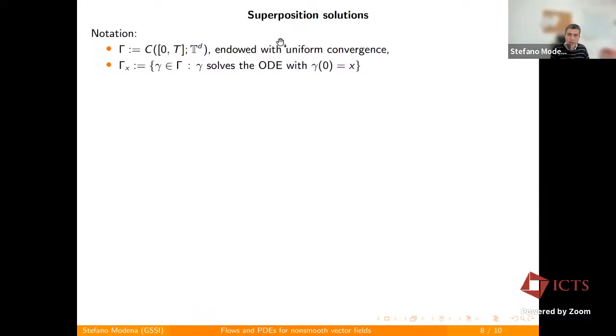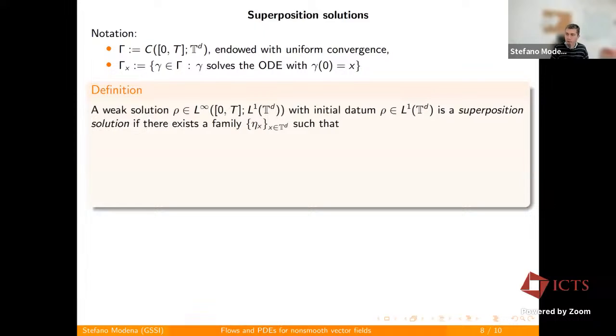Now let's give the definition of superposition solution. Let's say that we have a weak solution to the continuity equation, which is L infinity in time with values in L1 in space. I could pick also the space of Radon measures or some other L^p. I just give the definition in the case of L1 for simplicity. So assume that we have a weak solution, a distributional solution to the PDE, which lives in this class, with some initial datum rho_0 in L1.